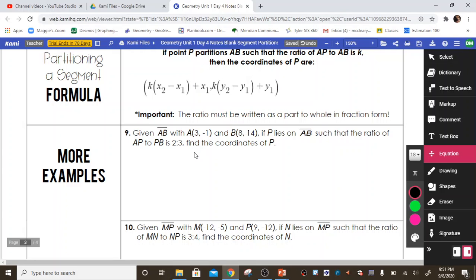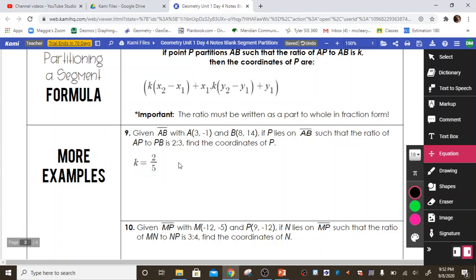Let's do one more example together. So given that AB is going to be from A to B, so A is at 3, -1, B is at 8, 14, and our ratio of AP to PB is 2 to 3, and we want to find the coordinates of P. Okay, so we've got our A this time, we've got our B. We need to find this K, this ratio. So our K is going to be equal to this AP, which is 2, to the whole thing, which is 5. So our ratio is 2/5 here.